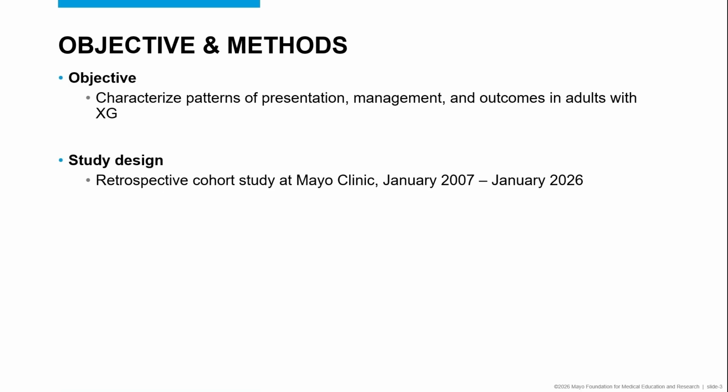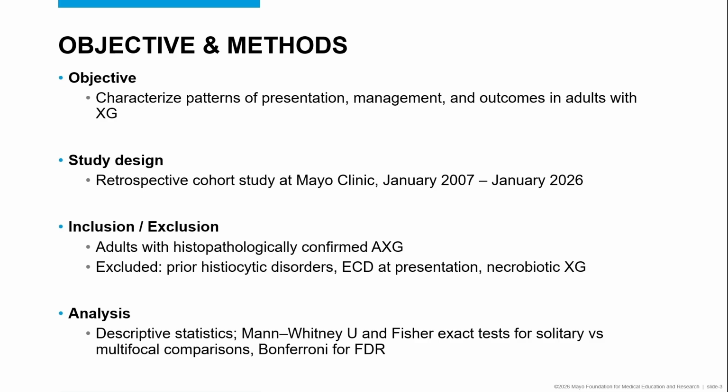Our objective here was to look back at patients with AXG and categorize the presentation, management, and outcomes. To do this, we utilized a retrospective cohort study for patients diagnosed with AXG at our institution for the past 20 years. For our inclusion criteria, we specifically included adults who had a histopathologic diagnosis of adult xanthogranuloma. Of note, we excluded patients who had prior diagnoses of histiocytic disorders or patients who had obvious signs of Erdheim-Chester disease at presentation.